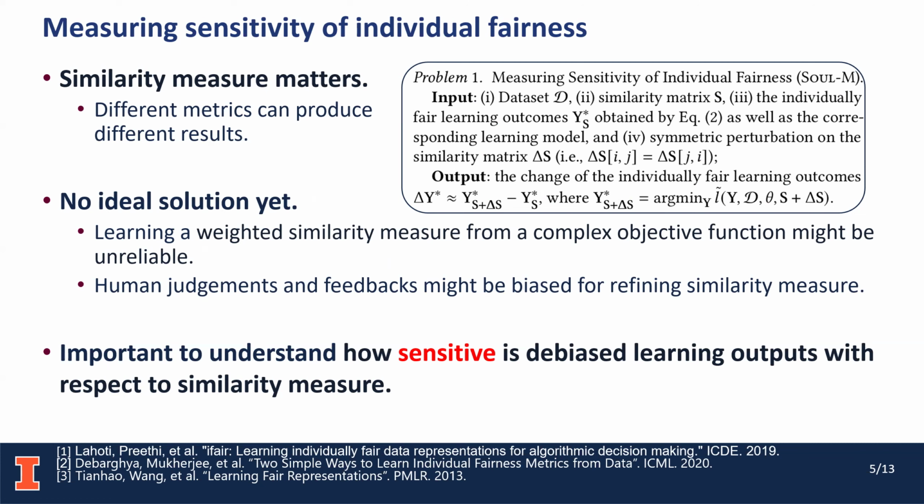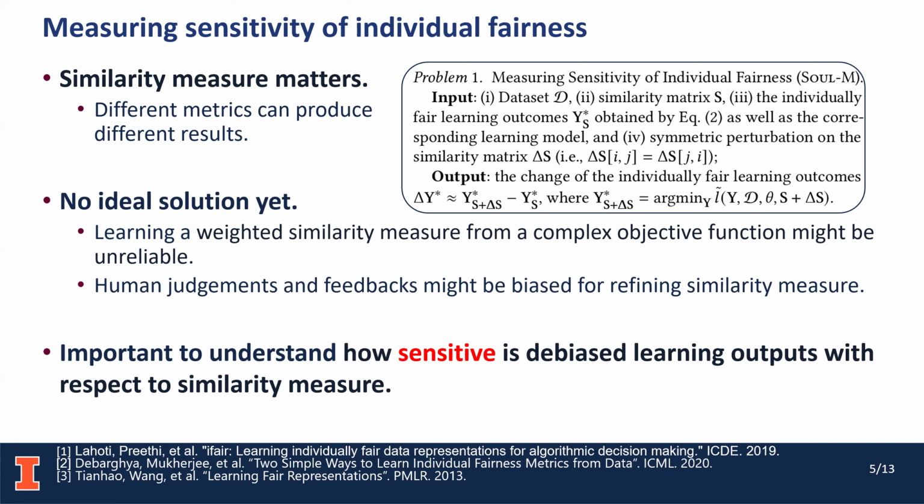One way from previous work is to add some learnable individual weight parameters for different features in the similarity measure. However, learning a weighted similarity measure from a complex objective function can be really unreliable, because it is hard to tell whether the similarity measure we learn promotes individual fairness or instead penalizes individual fairness in trade of better model utility in general.